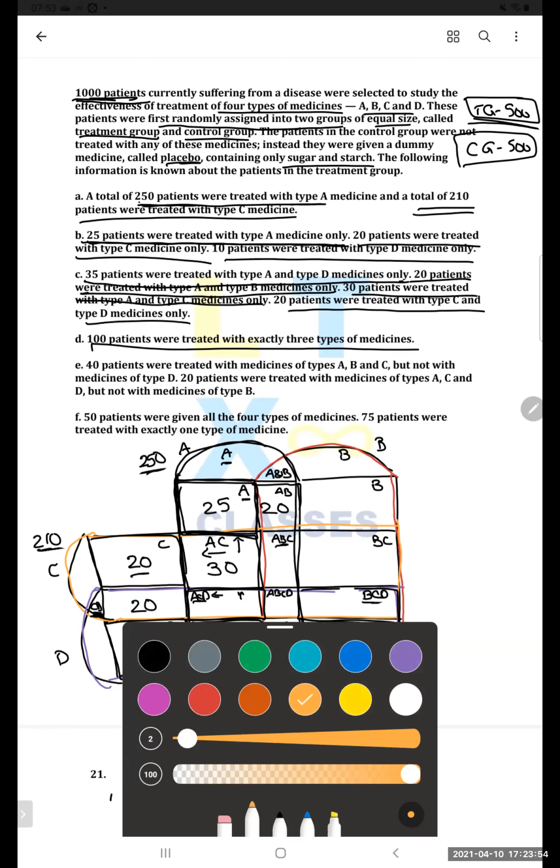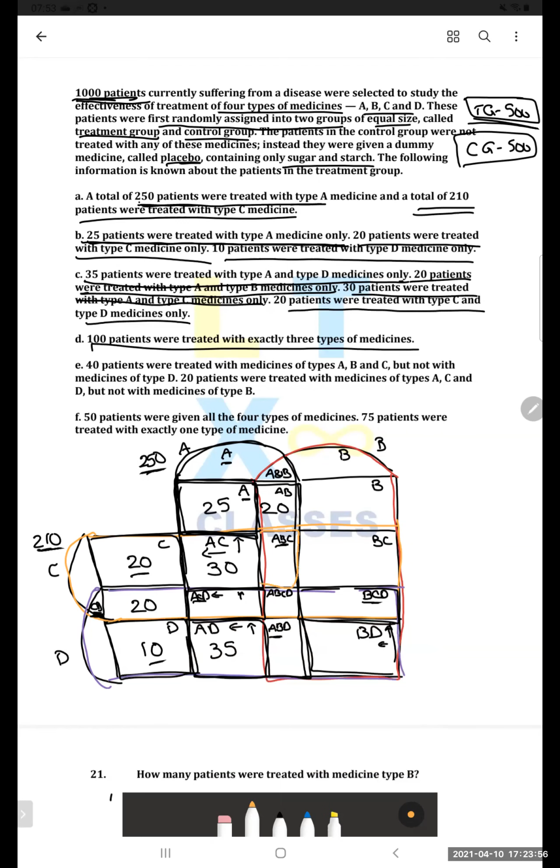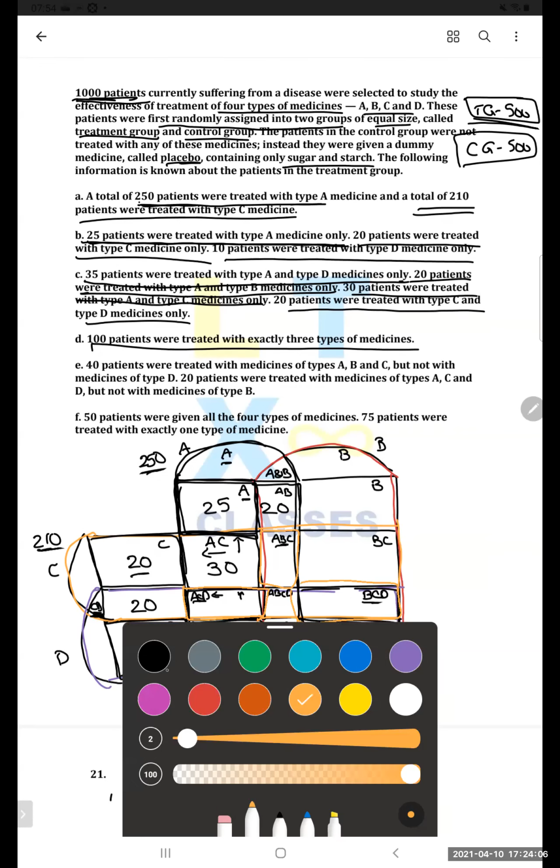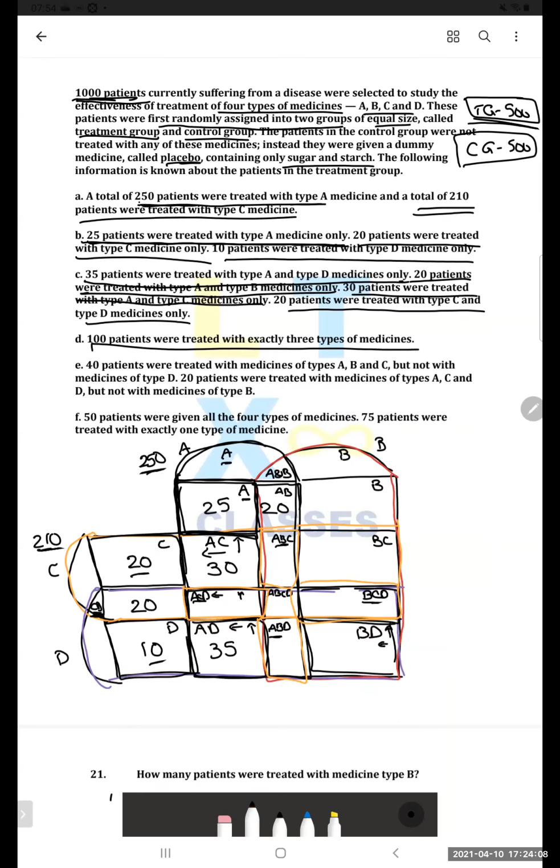Only these 4 boxes, ABC, ACD, ABD, and BCD, represent 3 types of medicines. Yes, sir, 100. But we don't know how much is each of them. So let us say these are W, X, Y, Z. So we know W plus X plus Y plus Z is given as 100. Let's come back to this later.